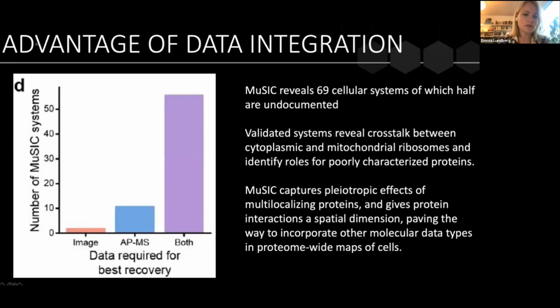So just to show you the number of systems that we would get if we used only image data, it's very few, 2 or 3. If you use only protein-protein interaction data, we get 10 different communities, but when we combine the two, it's really more than an additive effect.